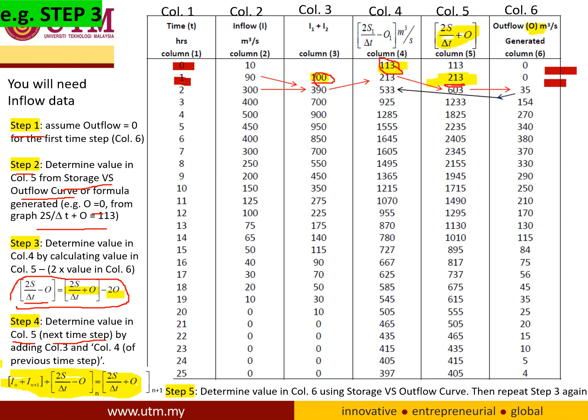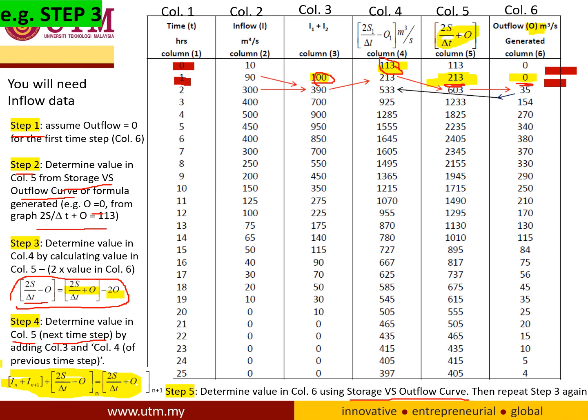And then you move on to column 6 here. So how do you calculate column 6? You use the storage-flow relationship again. Use the graph in the previous slide, the storage versus outflow curve again, to get column 6. So now you already have the values of column 5 and column 6 for the next time step.